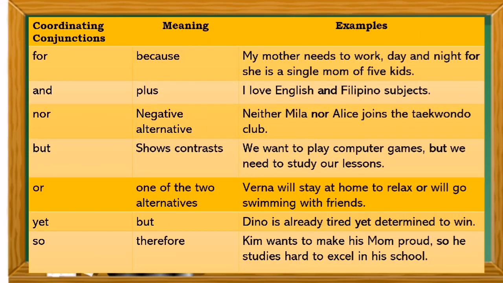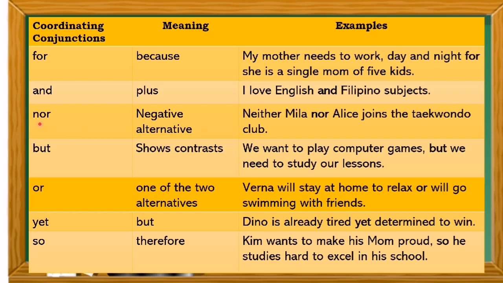For example, there are a lot of examples here. So we have coordinating conjunctions, the meaning of the coordinating conjunctions, and the example sentences. Okay, for the coordinating conjunction "for," the meaning is because. An example sentence: My mother needs to work day and night for she is a single mom of 5 kids. Coordinating conjunction "and," the meaning is plus, so: I love English and Filipino subjects.